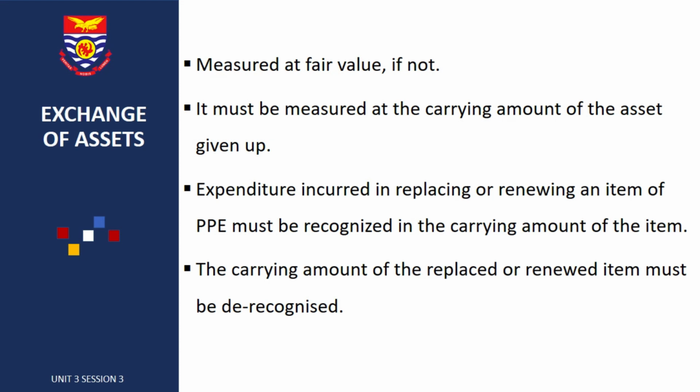If you can't get the fair value of the asset, then the asset you are exchanging must be measured at the carrying amount of the asset given up. So you are giving an asset to receive an asset, so you are swapping. If the value of the asset that is coming in, you don't know its value, you have to look for the value of the asset you are giving out. Then you use that same value to record the new one that is coming.